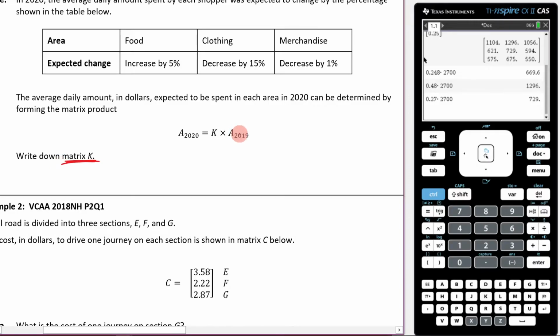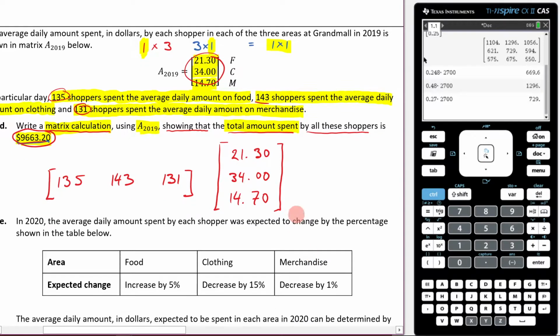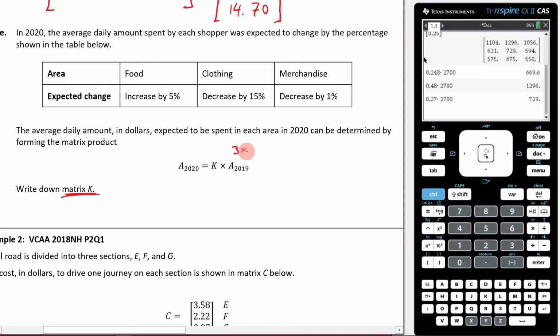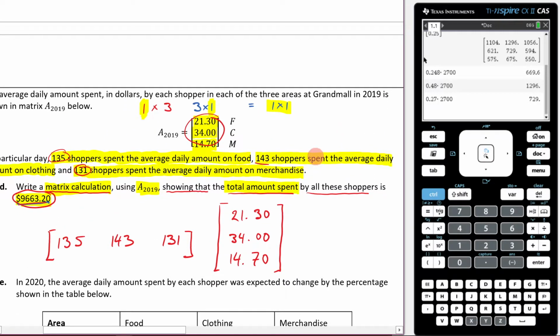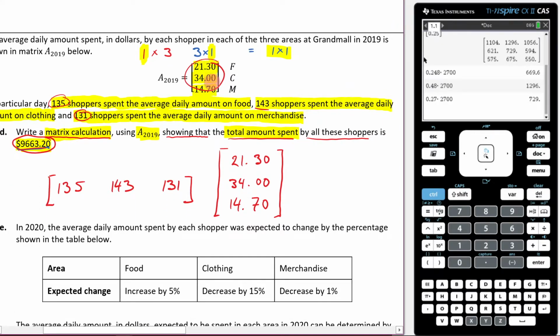Well, I know what matrix A 2019 is, right? Matrix A 2019 is this one here. It's a 3x1 matrix. I also know what I'm trying to figure out, this A 2020. I can tell you what the order of that is going to be, because remember, what we're trying to do is figure out the average daily amount in dollars expected to be spent in each area in 2020. So do you agree that this also is going to be a 3x1 matrix? Because it's going to be like this one, but this number is going to be 5% more, this number is going to be 15% less, and this number will be 1% less. So it's still going to have a 3x1 form to it.